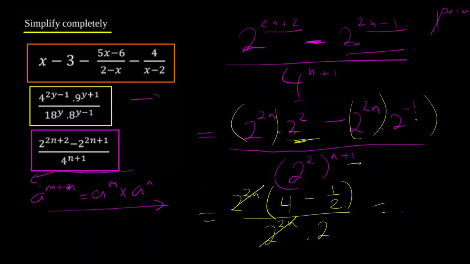This becomes 7 over 2 divided by 2, which is just equal to 7 over 4. Somebody please check my math and make sure I'm right. Yes, I am. That's good. I'm happy. Go have fun and prep for tests.